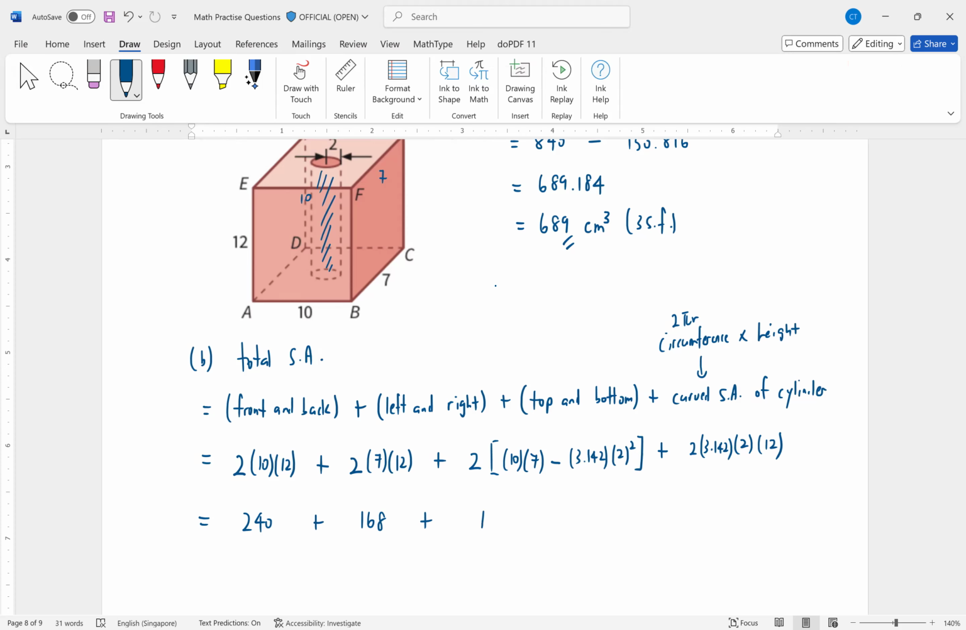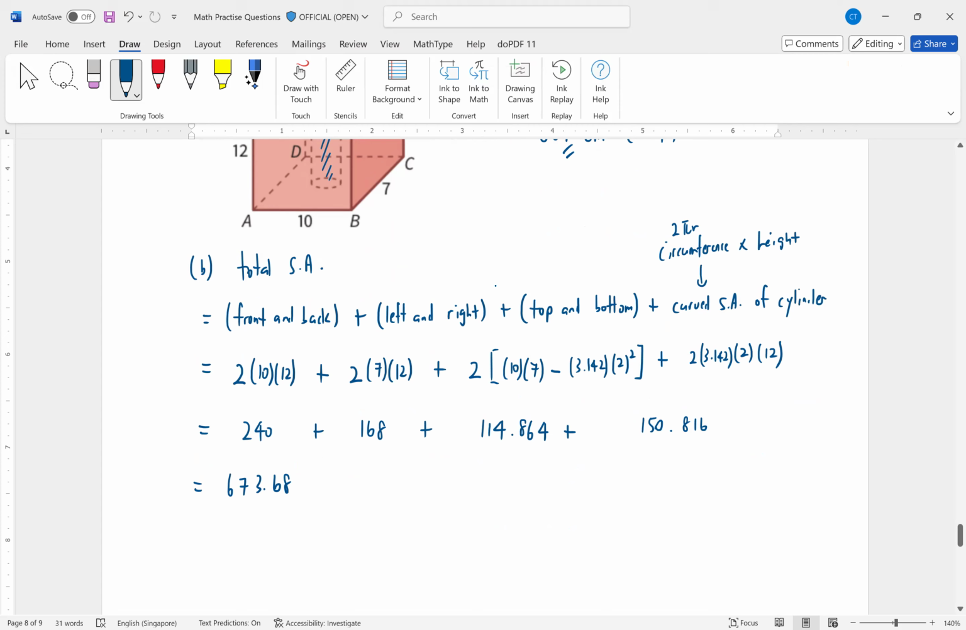So 114.864 plus 150.816. Then you just add up all of these and you get your final answer. It's good to do it separately, so in case you make a mistake for one, the marker can still see your working at the top and give you marks for the rest of the question. So you'll get this.